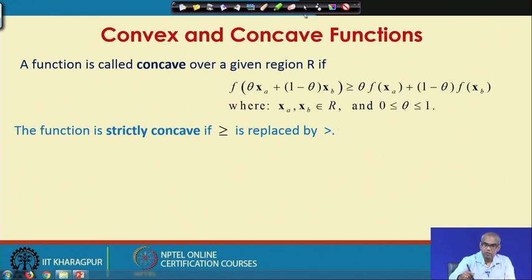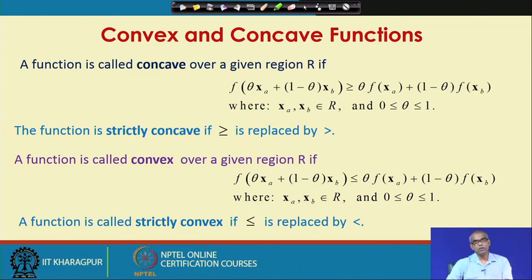Similarly, we can define the convex function as follows. A function is called convex over a region R if f of theta xa plus (1 minus theta) xb is less or equal to theta times f of xa plus (1 minus theta) times f of xb, where xa and xb belong to the region R and theta belongs to 0 and 1.